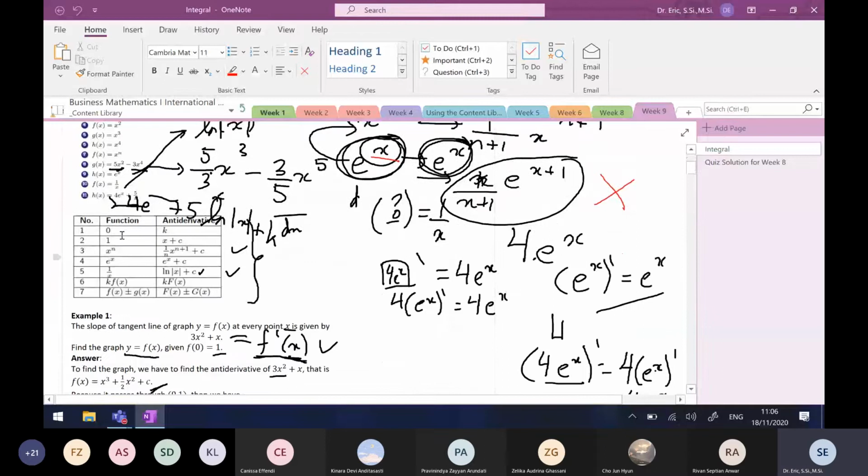Okay, yeah? So if you have 0, the antiderivative is just k. If 1, the antiderivative is x plus constant. E to the x, the antiderivative is e to the x plus constant, and so on.